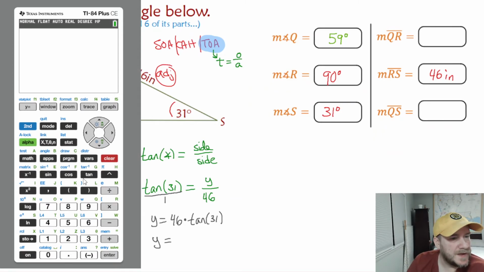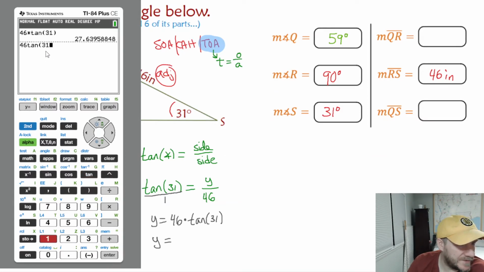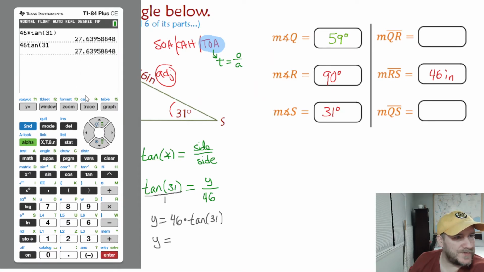And so now, to find the 46 times tangent of 31, you just type it. You go 46 times tangent of 31. And you hit enter. And there's your answer. Now, by the way, I don't even actually have to hit multiply. You can just hit times, or you can just hit tan, and it knows to multiply. I'm going to type the 31. I don't even have to close the parentheses. This is fine. You can be pretty lazy with it, and it'll be okay. But I'm getting 27.6395.